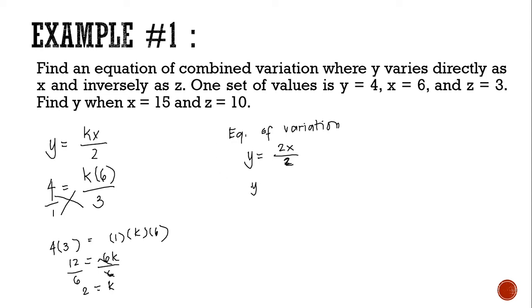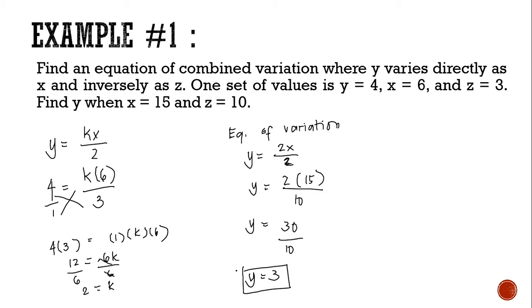So that would be y is equal to 2 times 15 over 10. Alright, and then simplify 2 times 15, that would be 30 over 10. Therefore, y would be equal to 3. So, y is equal to 3 when x is equal to 15 and z is equal to 10.